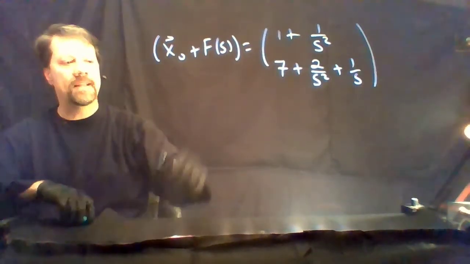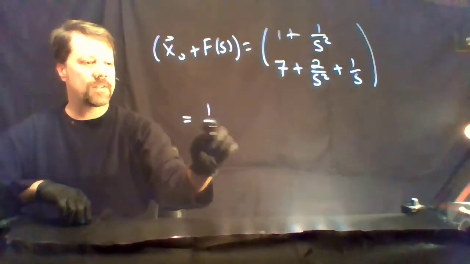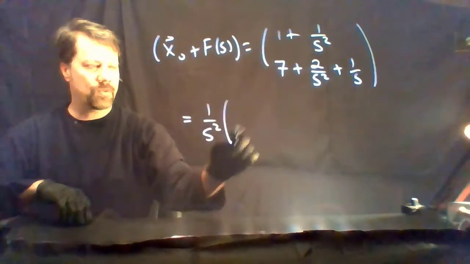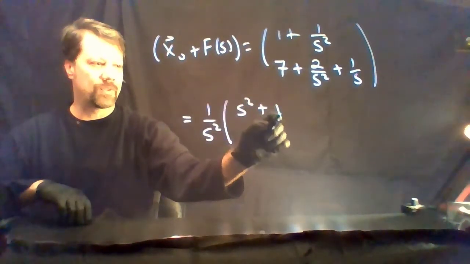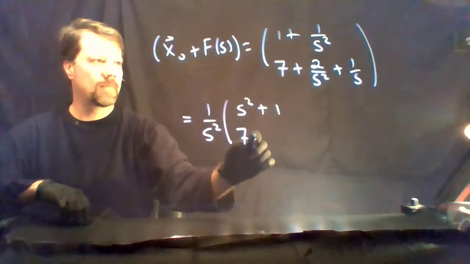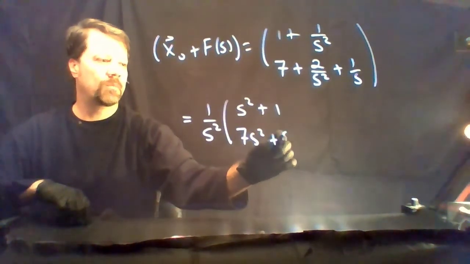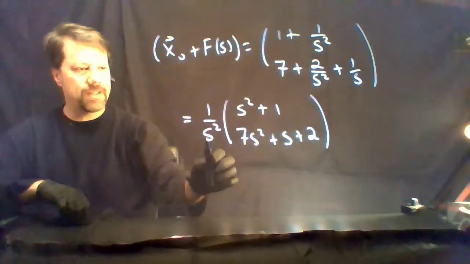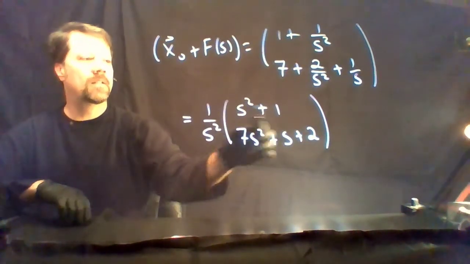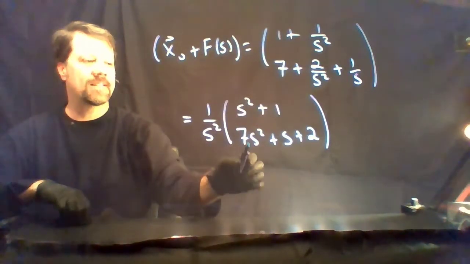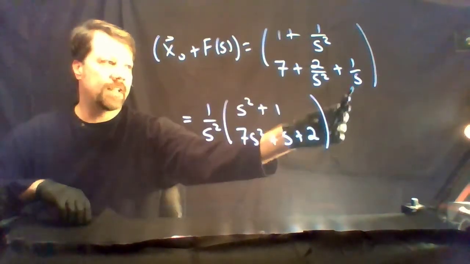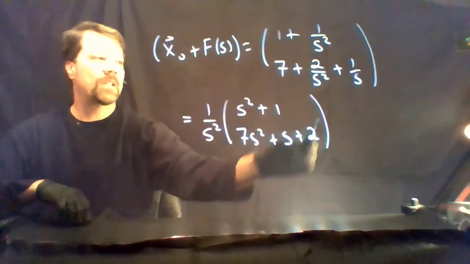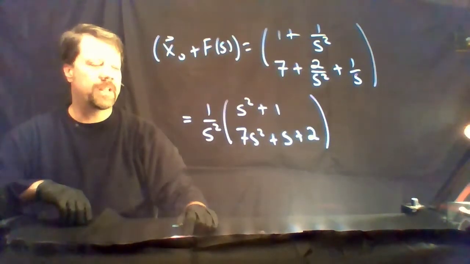I'm going to rewrite this as 1 over s squared times s squared plus 1, 7s squared plus s plus 2. You can see if I distribute this, I'll get 1 plus 1 over s squared, I'll get 7 plus 1 over s, that's this term here, plus 2 over s squared, which is the middle term here.